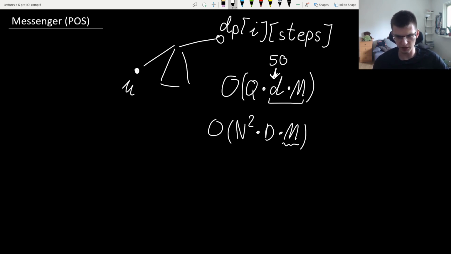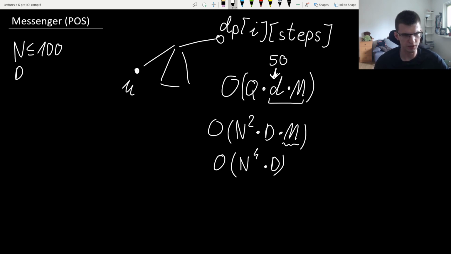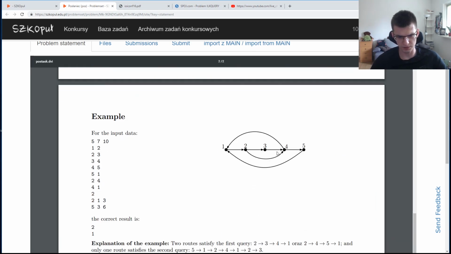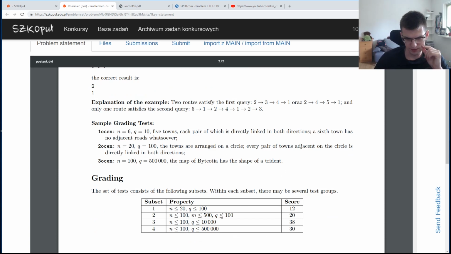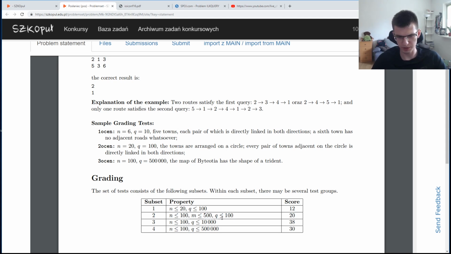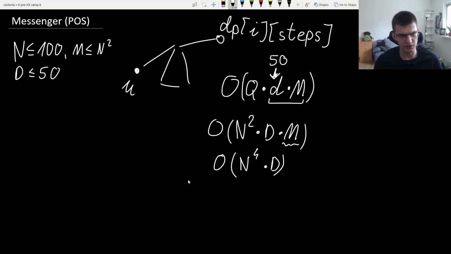m is up to n squared, so we can also say this is n to the 4 times d. And n was up to 100, so n to the 4 would be fine, but d is up to 50, and m is up to n squared. That's too slow, but should allow us to solve some subtask at least. I think the second subtask doesn't require preprocessing, so the organizers apparently didn't predict this thing. We could solve a version with n up to around 50 maybe, and any q. This is what we can solve.